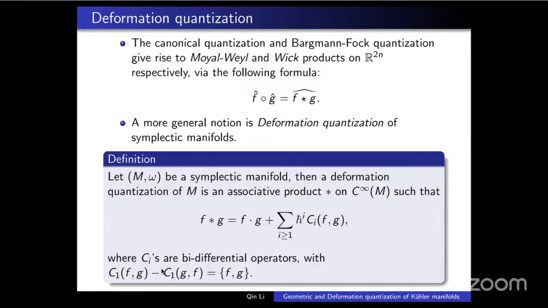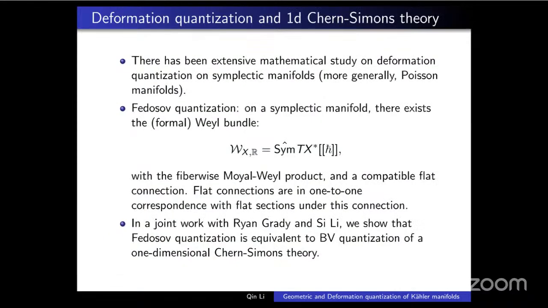In particular, in the first one, you can see the Poisson bracket. So C_1(f,g) minus C_1(g,f) equals the Poisson bracket of f and g. This reflects the first order non-commutativity of this star product. I should say there has been extensive mathematical study of deformation quantization on symplectic manifolds, or more generally Poisson manifolds, by the celebrated Kontsevich formality theorem.